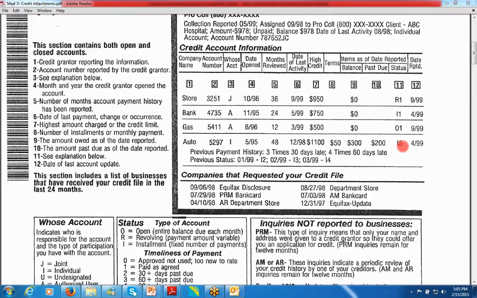Sometimes you will find information that is correct, and a lot of times people will dispute it, and if the creditor cannot substantiate it, the law says it has to come off.